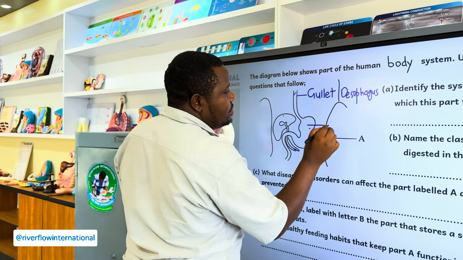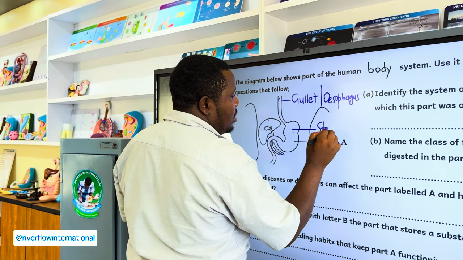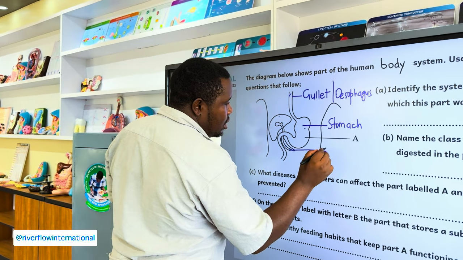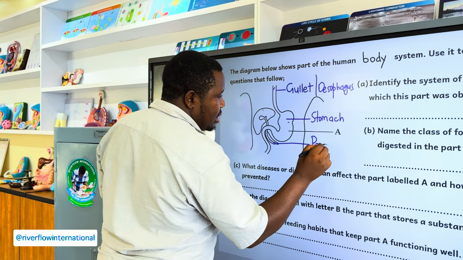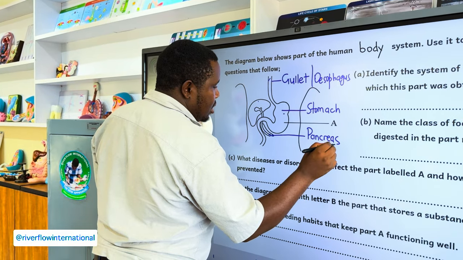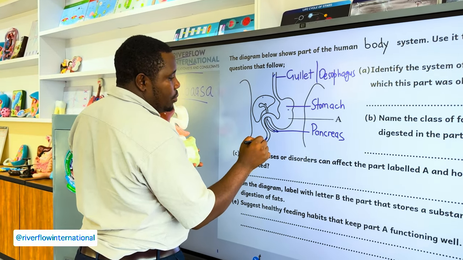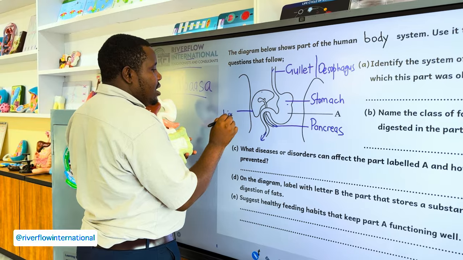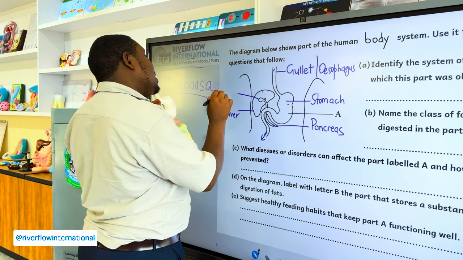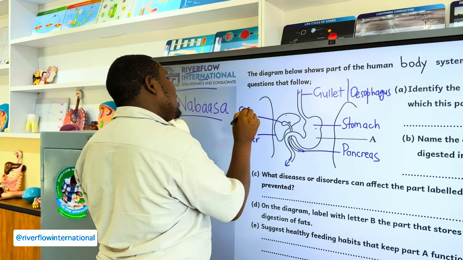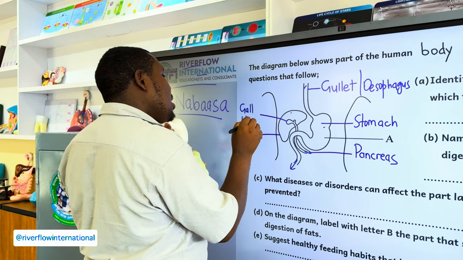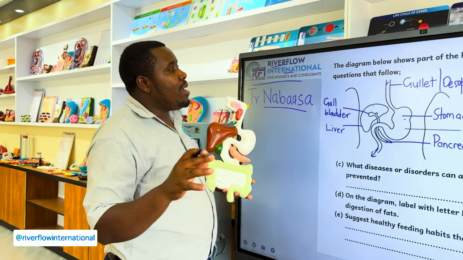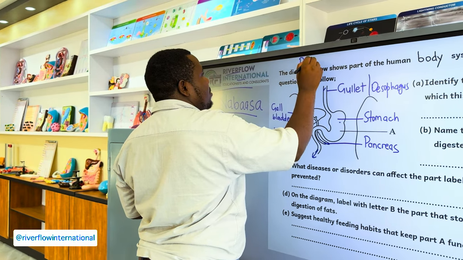Oesophagus. Then we have this, which is our stomach. Then we have this one, which is our pancreas. And then, of course, this is the one that continues up to the small intestines. Then we have this as liver. And then, of course, this one, which is in the liver, we know it as a gallbladder. So we are interpreting the whole system.